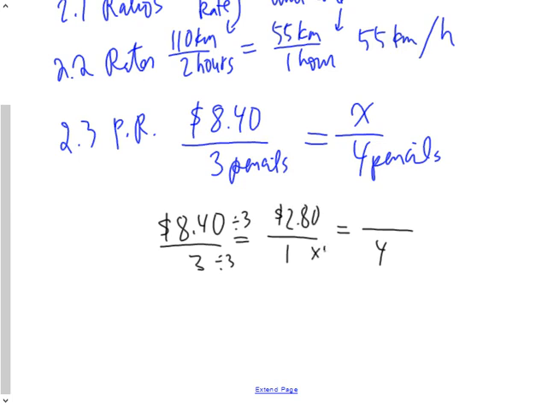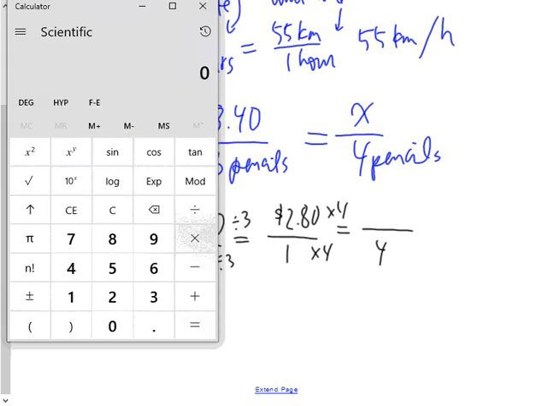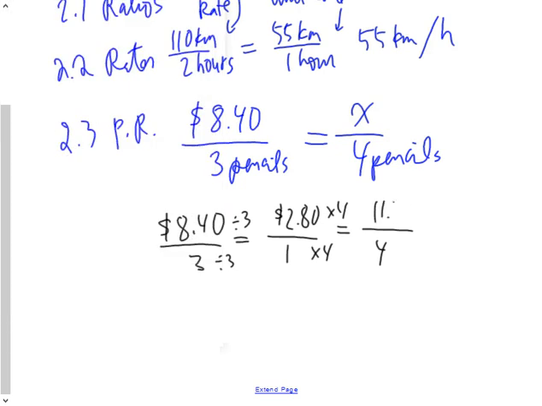I would then multiply that by 4. I take my 2.80 and multiply it by 4, and it would tell me it's $11.20 for the 4 pencils.